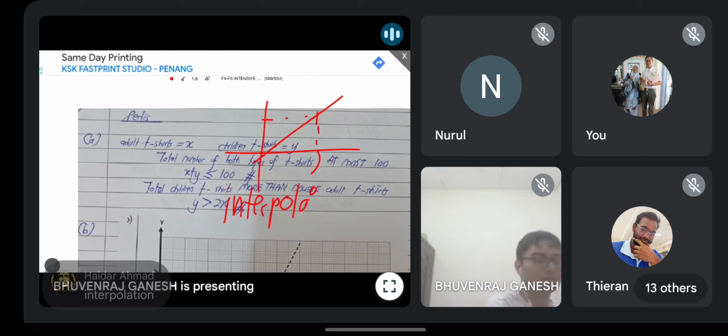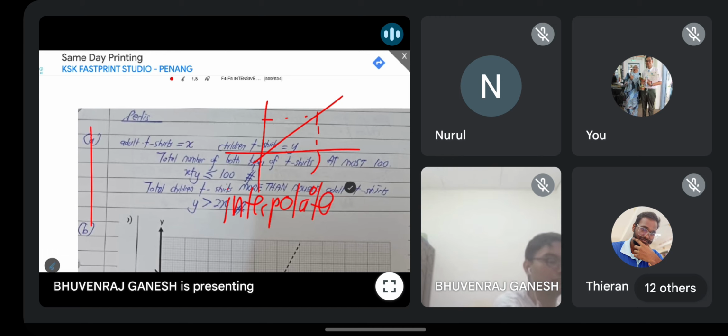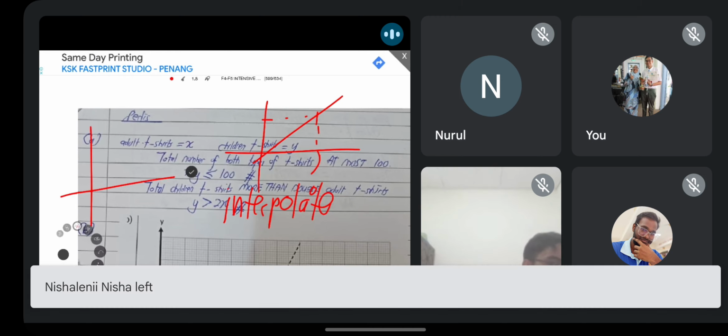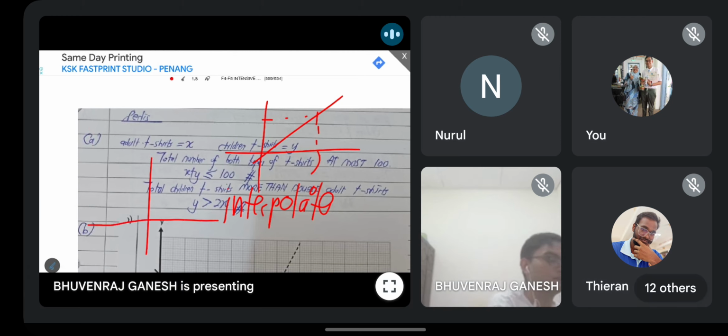You got the concept almost already. Extrapolate is something like this, guys. I can explain to you. Okay, wait, let me do better. Yeah, interpolation. Extrapolate is this one.